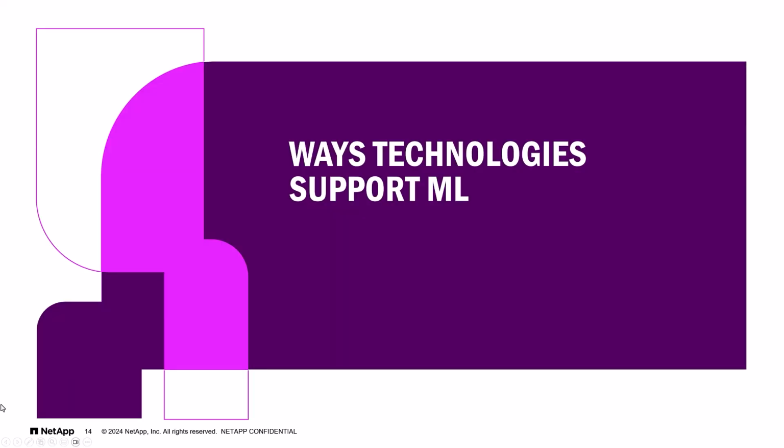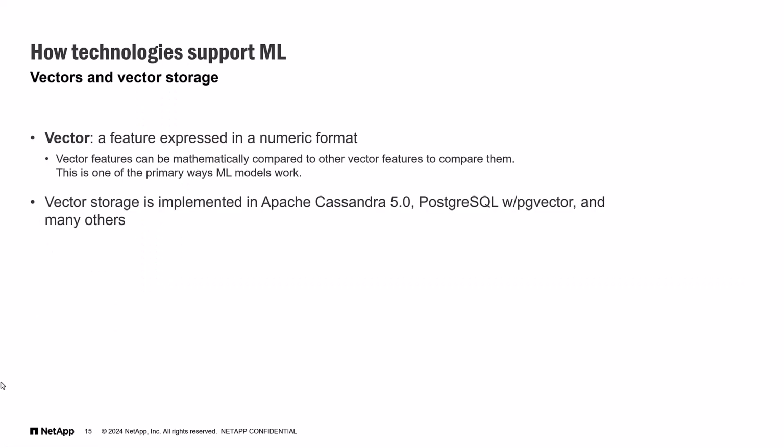Now I'll talk about the different ways that technologies are adapting to support ML technology. ML relies on a technology called vector databases or vector storage, where features are simplified to a vector that can be numerically compared to other vectors. Vector databases are being implemented in or are supported by many technologies in the open source space. For instance, Apache Cassandra recently added support for vector storage in 5.0, and PostgreSQL has it as well.